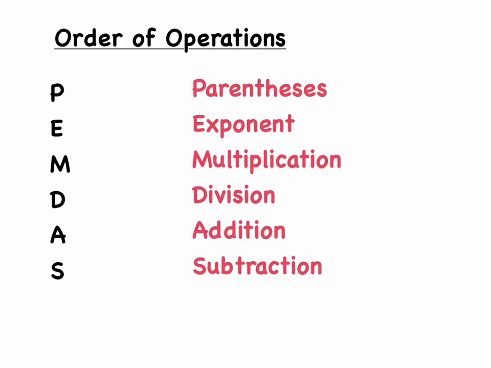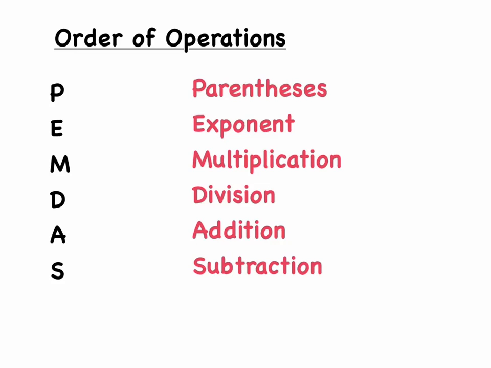In order of operations, we have a silly little acronym that we like to use. It's called PEMDAS. An easy way to remember it is please, excuse, my, dear, Aunt Sally. We use this because the very first thing that we're supposed to do in an expression is find the parentheses and solve them, followed by the exponent, multiplication, division, addition, and subtraction.